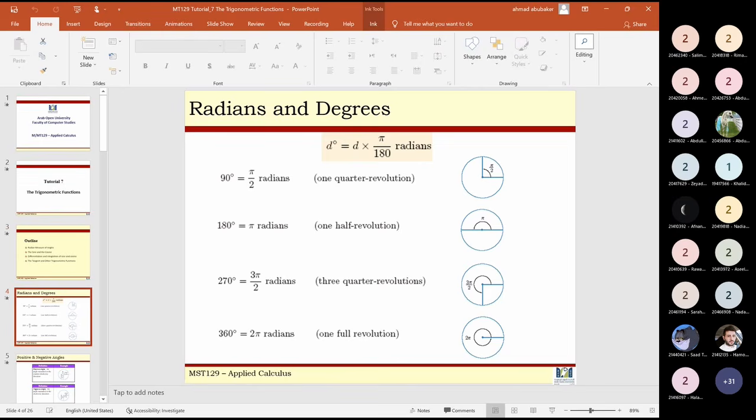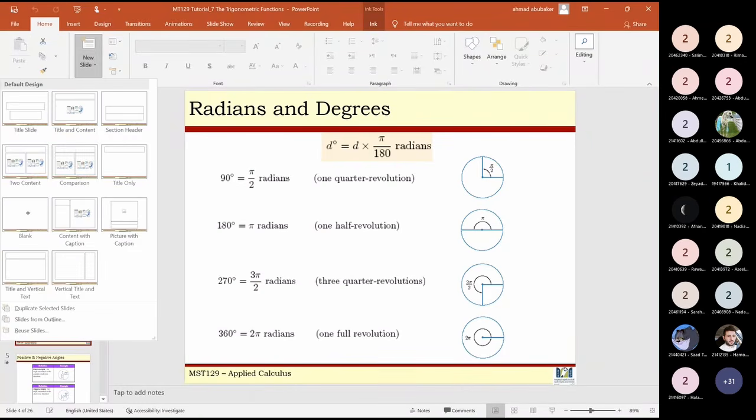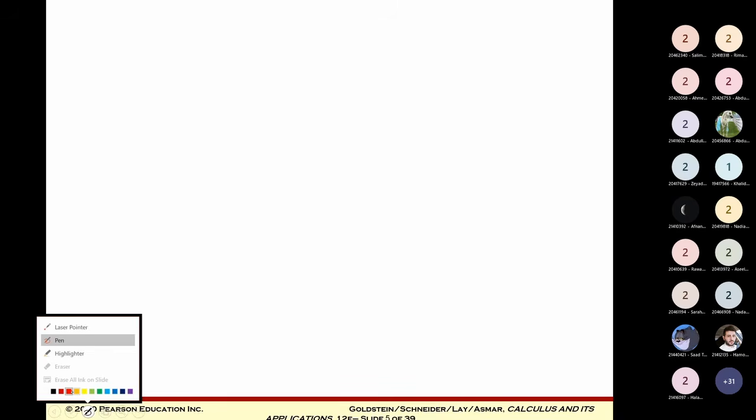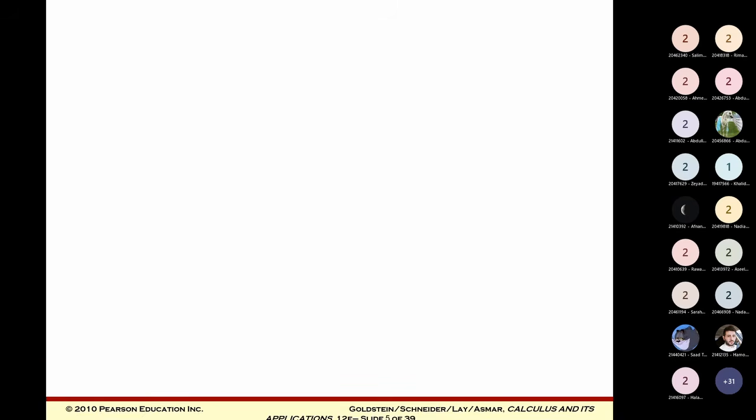The first slide is about the radian and degree, so I need to put a blank slide to learn the conversion between radian and degree measure. The first measure, radian, and degree.